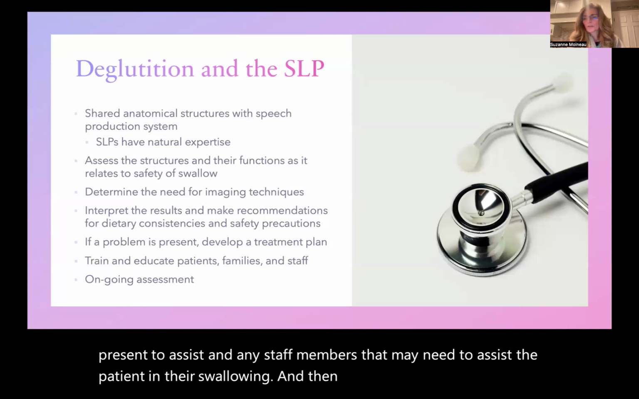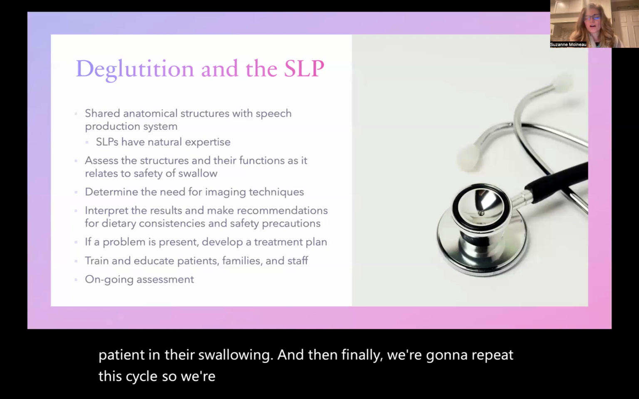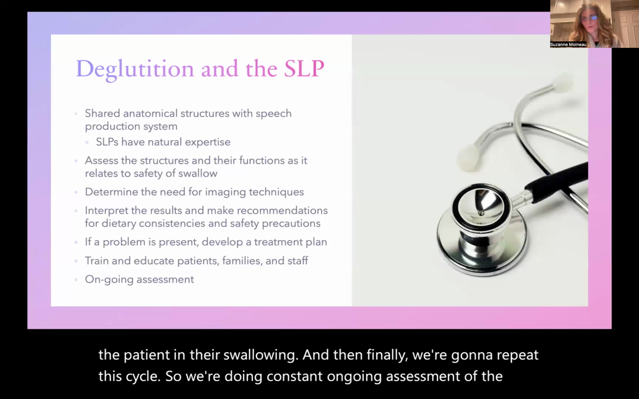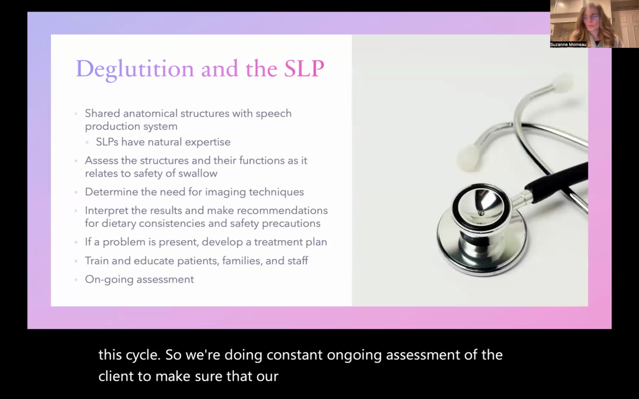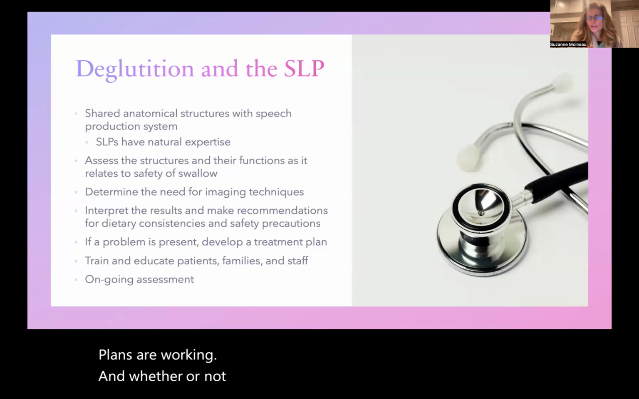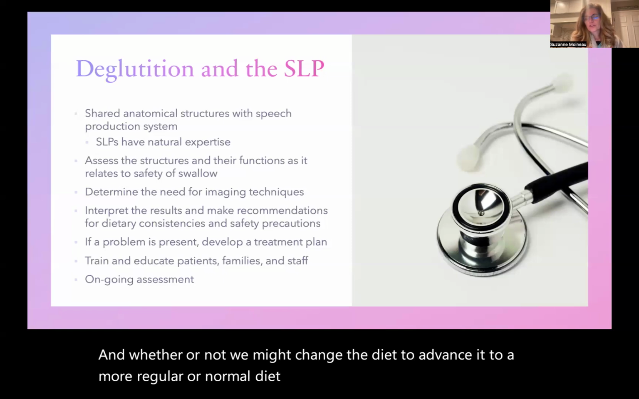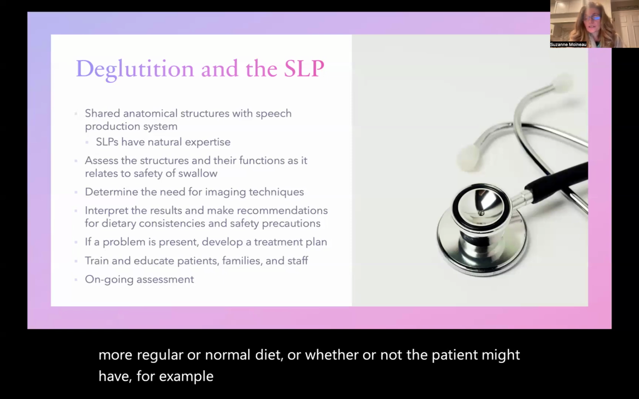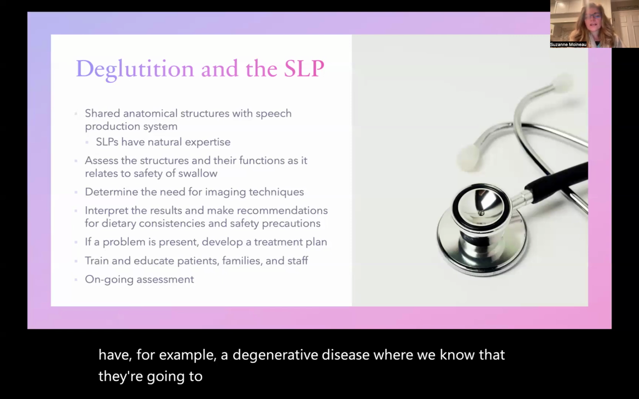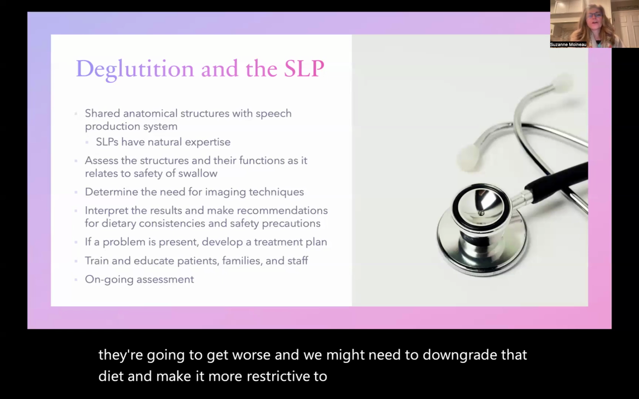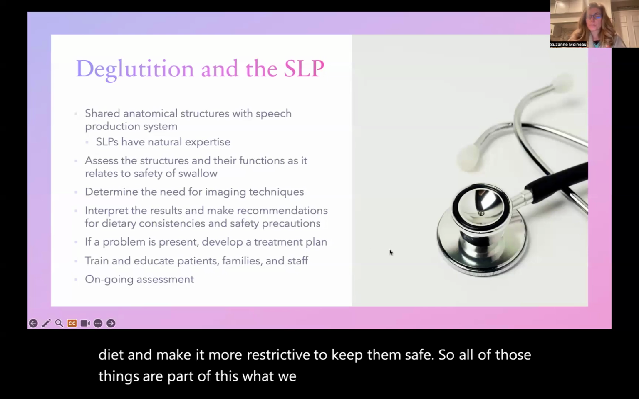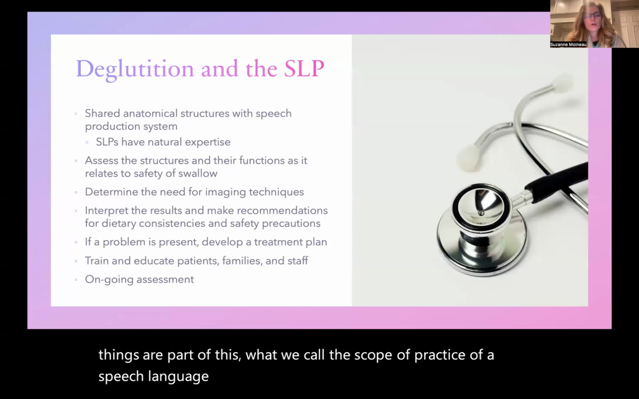And then finally, we're going to repeat this cycle. So we're doing constant ongoing assessment of the client to make sure that our therapeutic plans are working, and whether or not we might change the diet to advance it to a more regular or normal diet, or whether or not the patient might have, for example, a degenerative disease where we know that they're going to get worse, and we might need to downgrade that diet and make it more restrictive to keep them safe. So all of those things are part of what we call the scope of practice of a speech language pathologist when it comes to the management of swallowing.